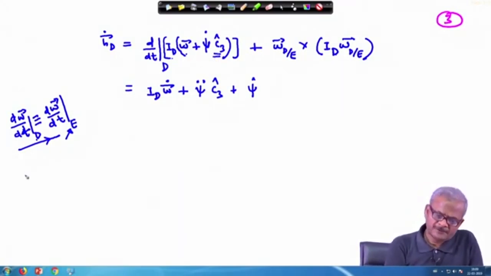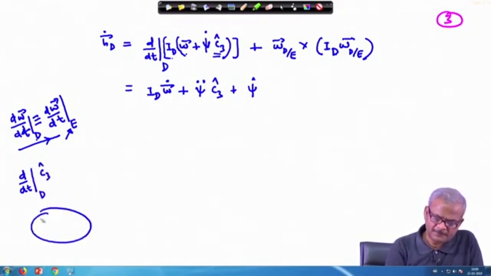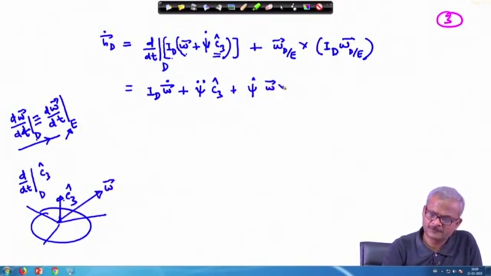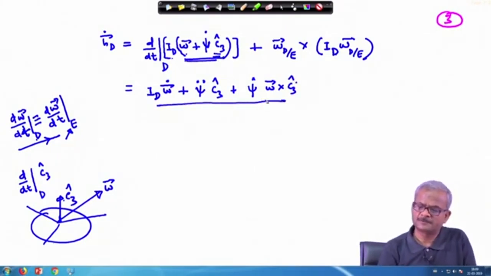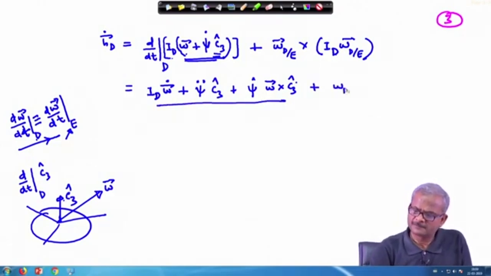How is this C3 going to change, d by dt with respect to the D frame, and here is your C3 cap. So C3 cap is a vector which is fixed in the body. This is your C3 cap vector, and this body itself is rotating at the rate omega. Therefore, we will write here omega times C3 cap. So this is the expansion of this term, and the rest we can copy like this.